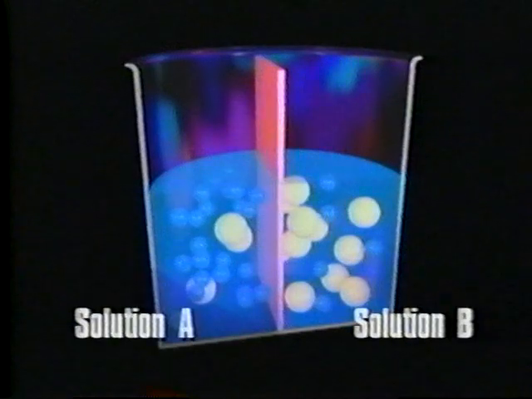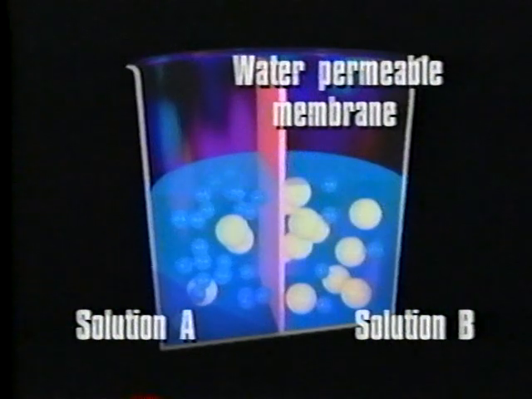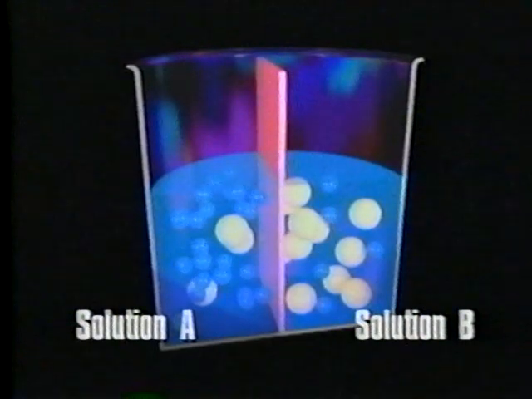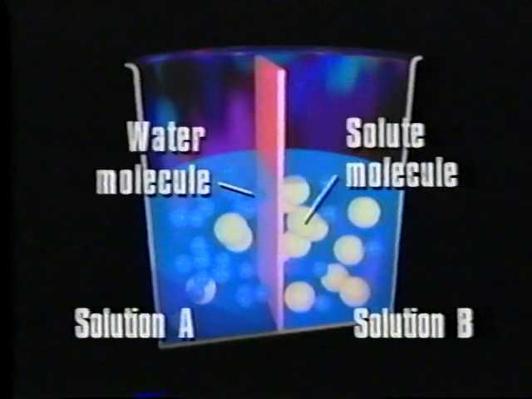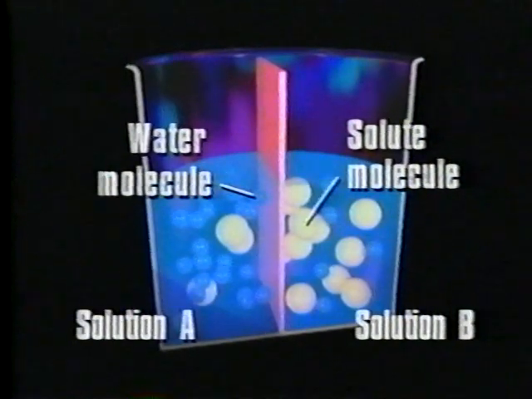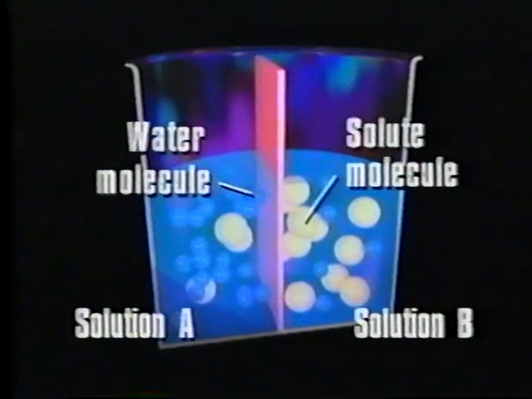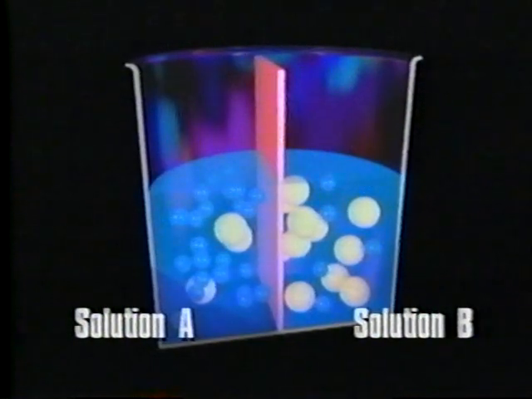This glass contains two solutions with different solute concentrations, separated by a membrane permeable only to water. The membrane in this demonstration behaves in a similar way to your own cell membranes. Solution B on the right has a higher concentration of solute molecules than solution A on the left. Solution A on the left has a higher concentration of water molecules than solution B, since less space is occupied by solute molecules. The solute molecules are too large to pass through the pores in the membrane and must remain on their side of the barrier. But water molecules can move across the membrane.